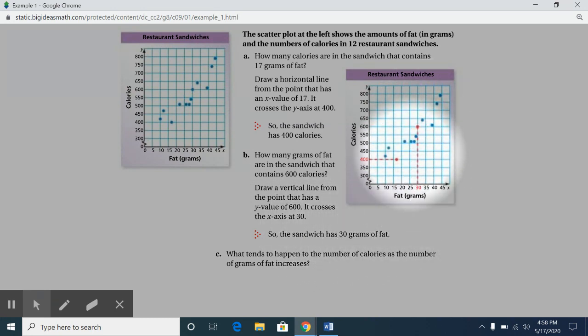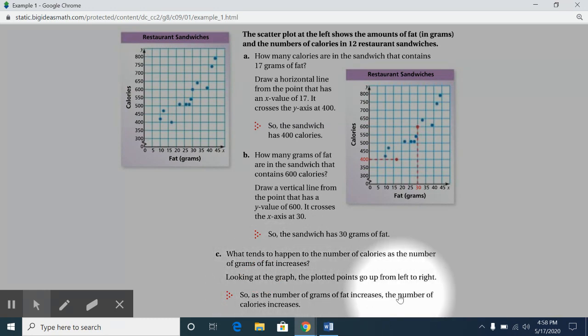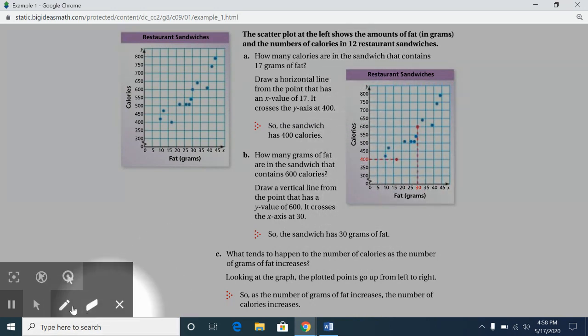All right. C. What tends to happen to the number of calories as the number of grams of fat increases? Pretty basic if we think about it in real life terms. As the number of grams of fat increases, so does the number of calories of the sandwich. Kind of makes sense if you think about it in real life terms, right?